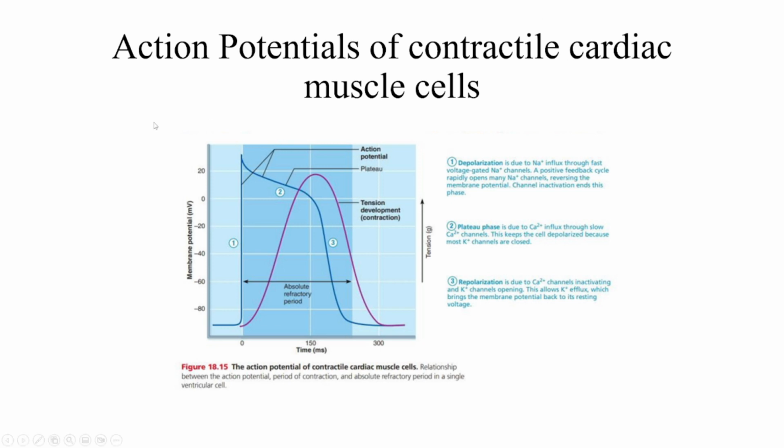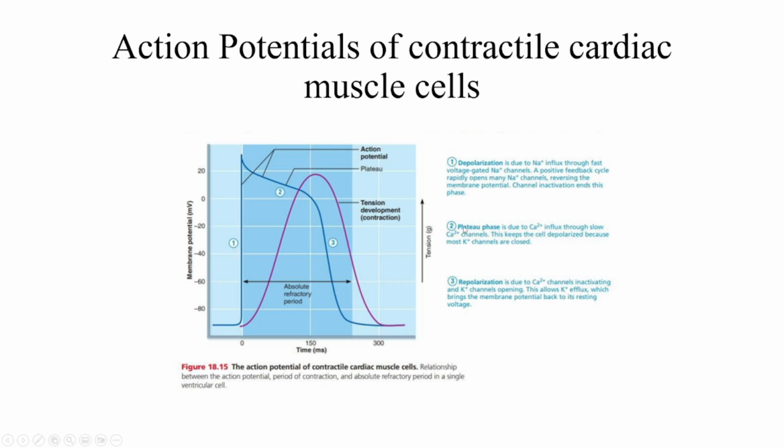Alright, so now we've got a diagram of the action potentials of contractile cardiac muscle cells. Of course, the first part is depolarization. This is due to an influx of Na+ through the fast voltage-gated Na+ channels. A positive feedback cycle rapidly opens many Na+ channels, reversing the membrane potential. So again, it reverses the potential itself. Channel inactivation ultimately ends this phase. And number 1 on the diagram is right here.